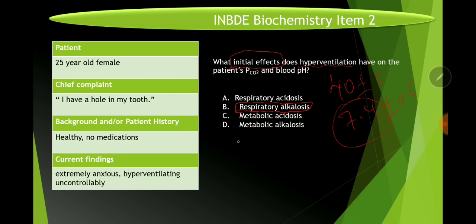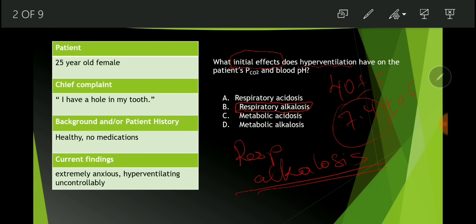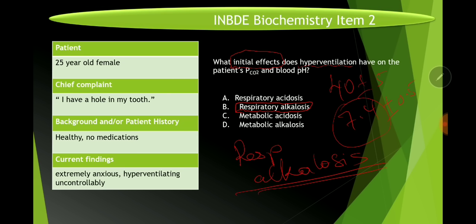All right. So our answer here is the initial effect of hyperventilation is respiratory alkalosis. All right. So let's see some of the rationale here, which we've already discussed. We're going to discuss further.